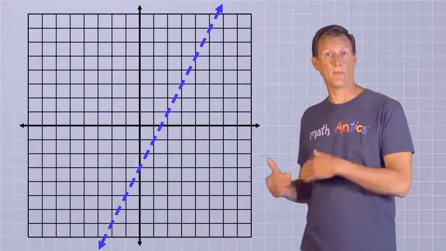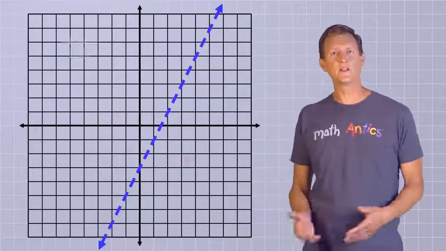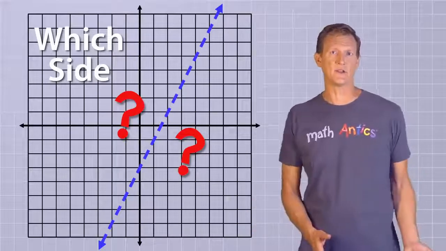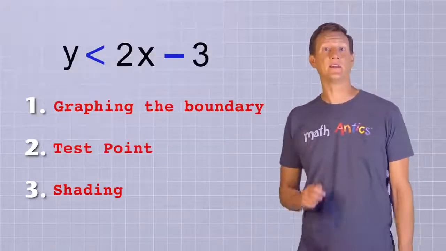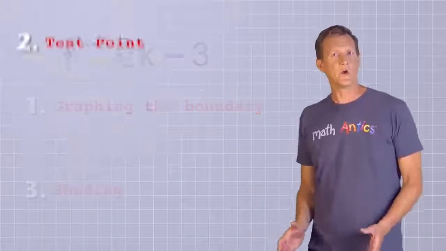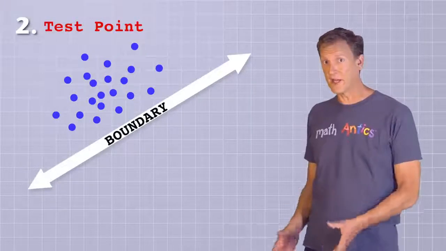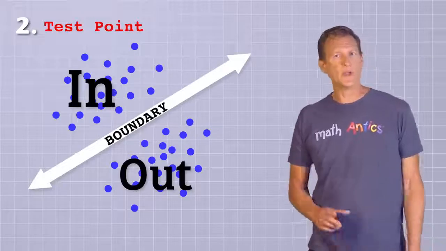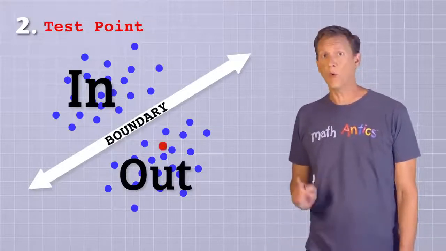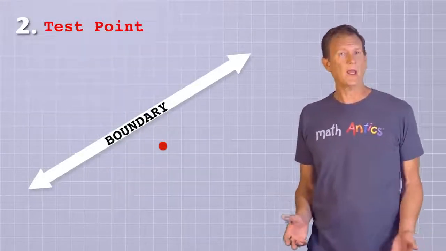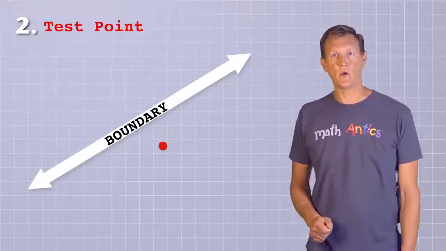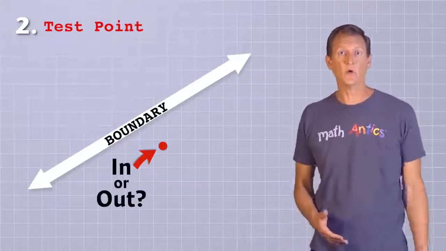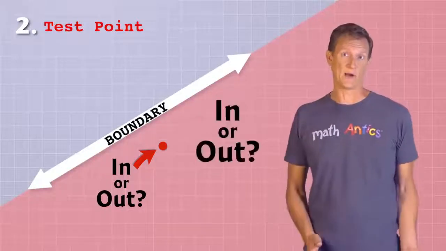Great, now that we have our boundary line correct, we need to figure out which side of the line is in the answer set. To do that, we need to pick a test point. Because we know that all of the points on one side of the line are in the answer set and all of the points on the other side are not, we only need to know the status of one point to tell which side is which. In other words, if we can determine whether the test point is in or out, we'll know if that entire side is in or out.